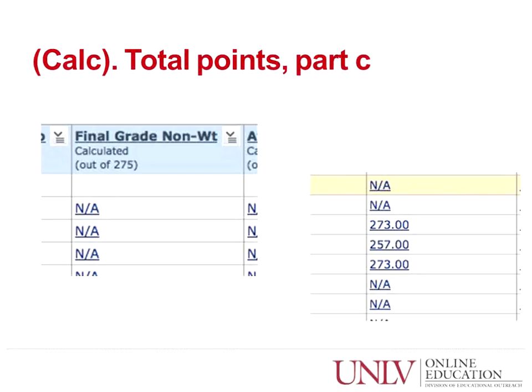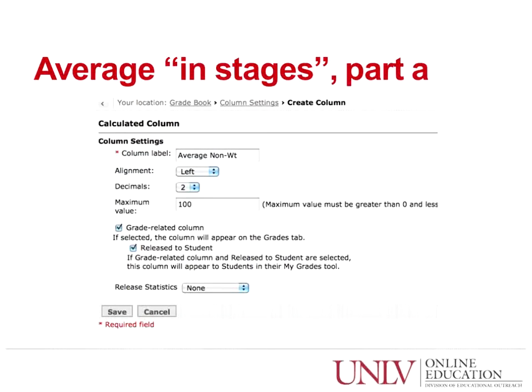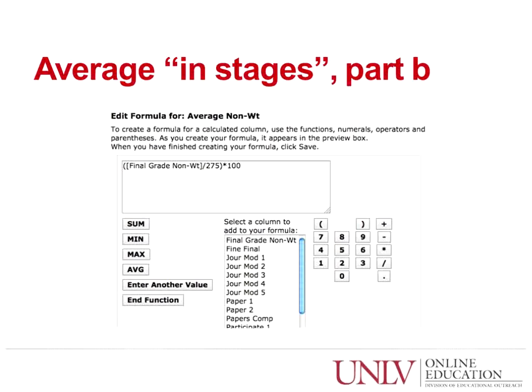Because I like to work in stages so I don't have to undo an entire collection, my next stage is doing the average. Of course, on a scale of 0 to 100, its maximum value would be 100. I have it refer to the previous calculation. So calculations can incorporate other calculations.